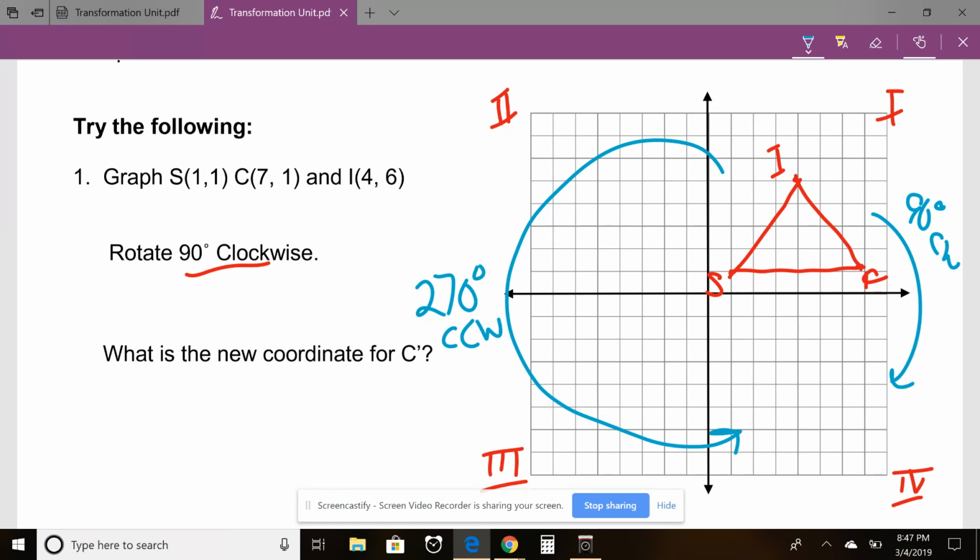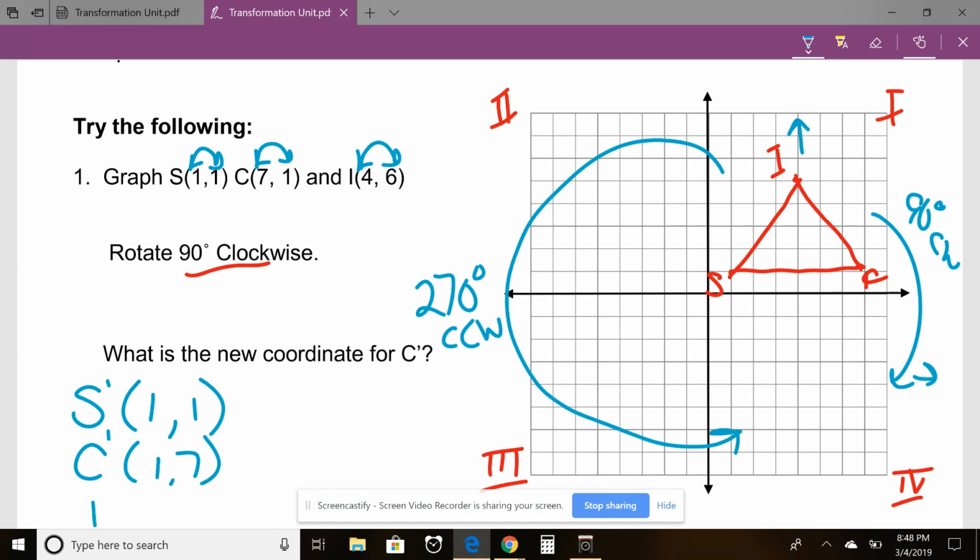So for example, this triangle, our I is going to be facing up. More likely, it's going to be facing right after I rotate it 90 degrees. Now, in order to do that, what you have to first do is switch the X and Y numbers. So my S prime is going to be still (1, 1). My C prime is (1, 7). And my I prime is (6, 4).